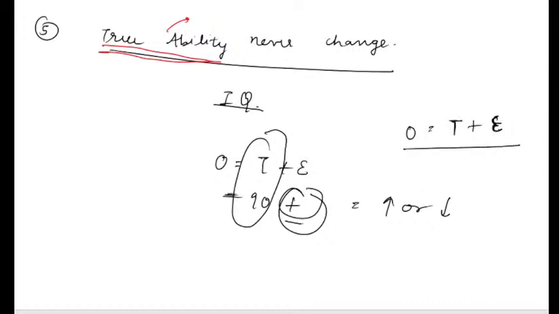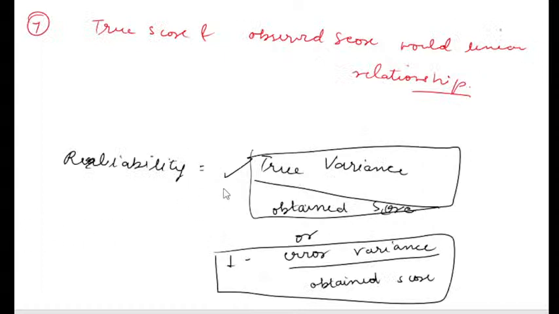So if I have to calculate the reliability, it would be calculated either by the formula with true variance, the true ability which never changes, which remains constant, divided by the observed score obtained by the person, or by the other version of the formula, 1 minus error variance upon obtained score. Now this classical test theory has two implications. The first implication is the domain sampling model.